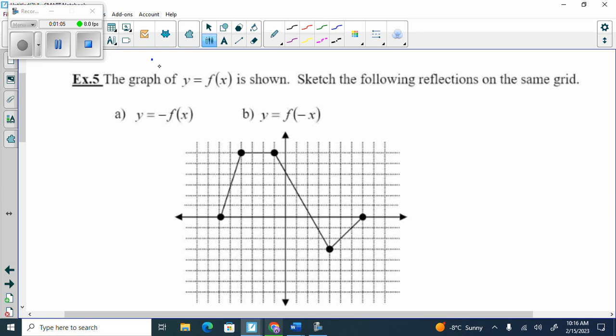So if we look at A, it is y equals negative f of x. In transformations in words, what transformation is happening? Could that be negative y's or negative x's? Negative y's. What happens when we have negative y's? Reflection in the x-axis.